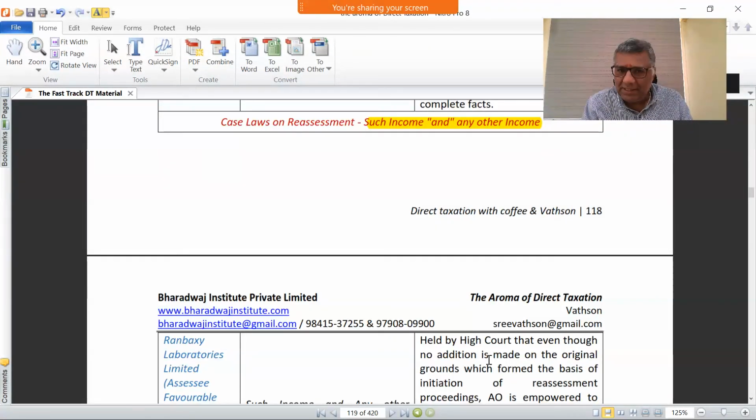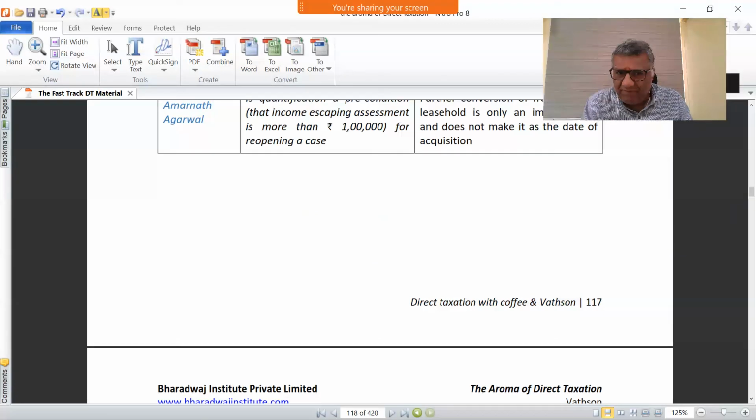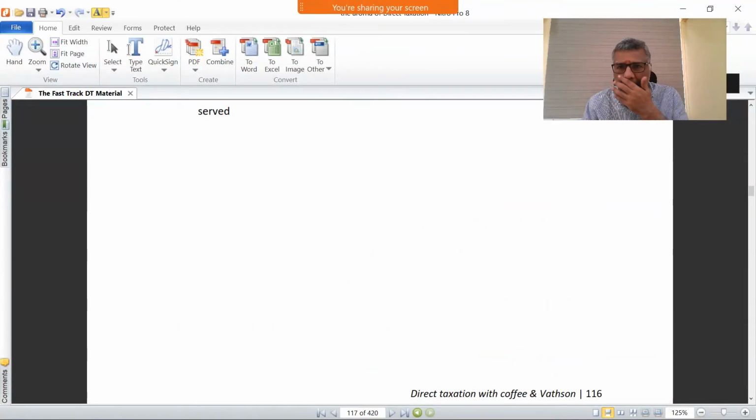Okay, so this is 147 to 153. What is 147? Assessment. 148, notice. 149, time limit. 150, no time limit. 151, internal management. 152, rates of tax. 153 is time limit for completion of assessment. One minute.